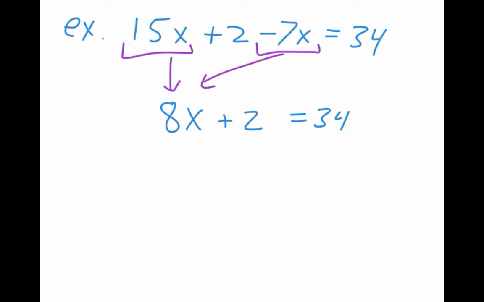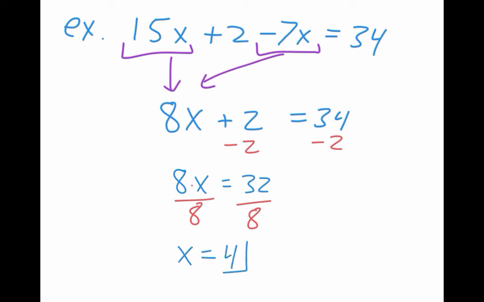Good question. All right. Then, now do we move the 2 or the 8 next? 2. So we're doing order of operations backwards. We always do our adding and subtracting first when solving for variables. So 8x equals 32. Last step then we would divide by 8. So then x equals 4.